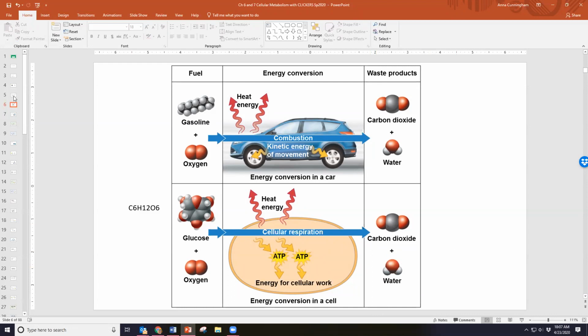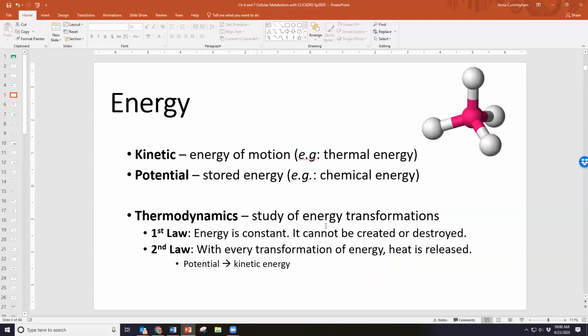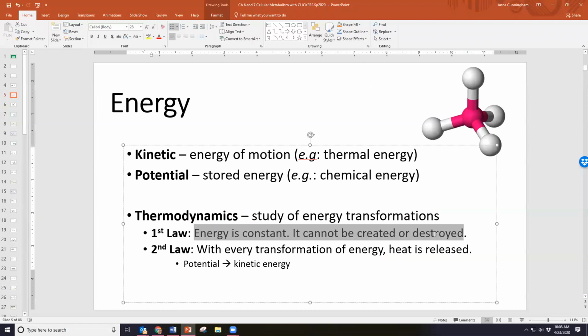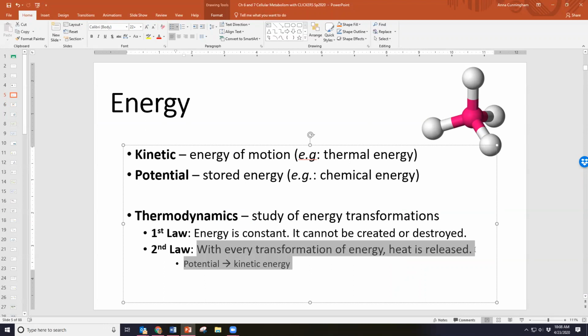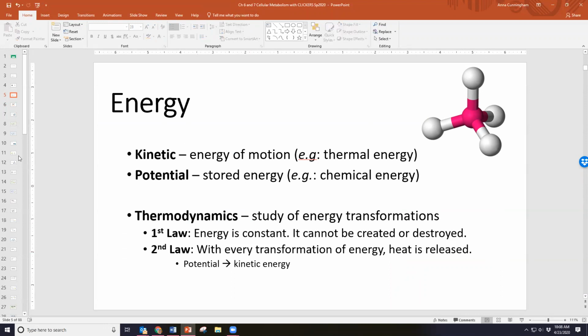So we're going to be looking at this process in depth, but the reason that's important is just to know that this is not a 100% efficient process, those transformations of energy. Even though we're always transforming energy from potential to kinetic or kinetic to potential, with every transformation of energy, there is some loss of usable energy in the form of heat. So that can be beneficial.